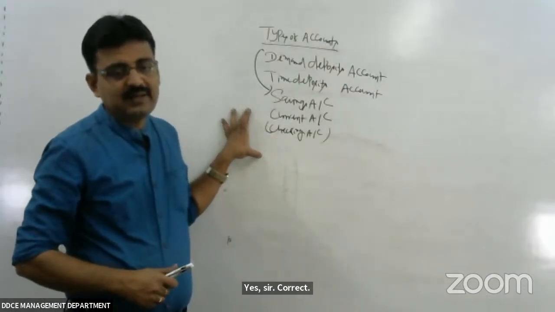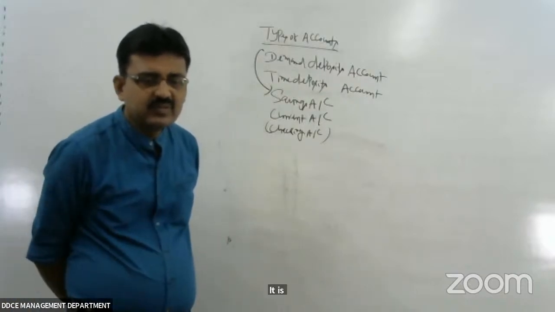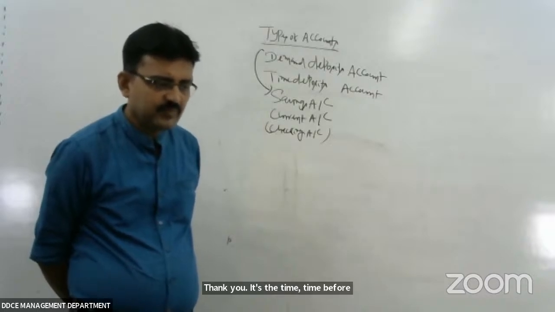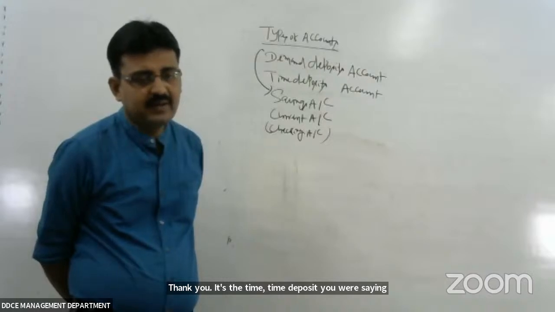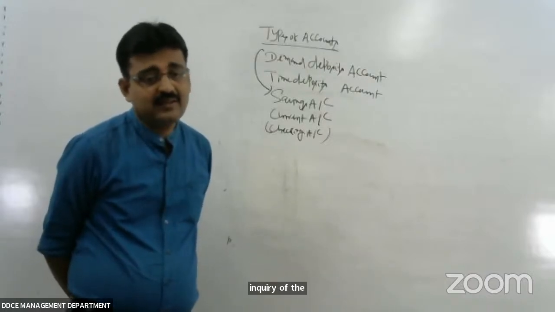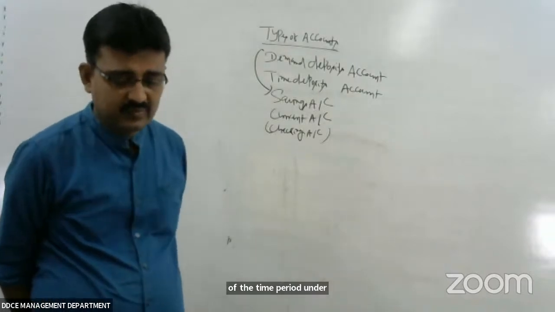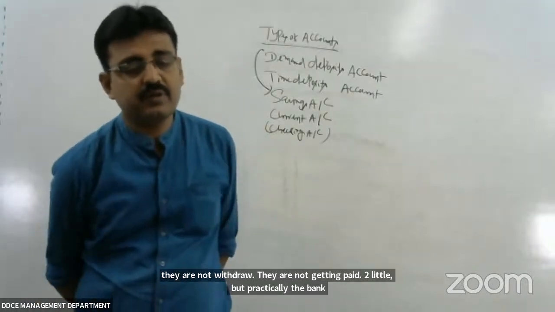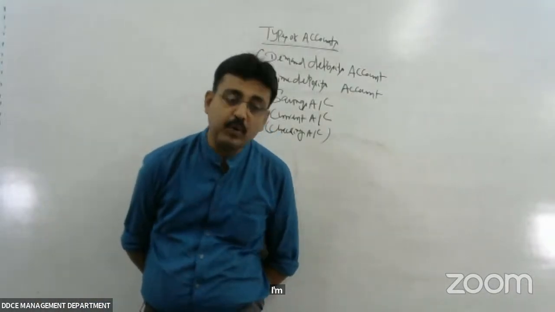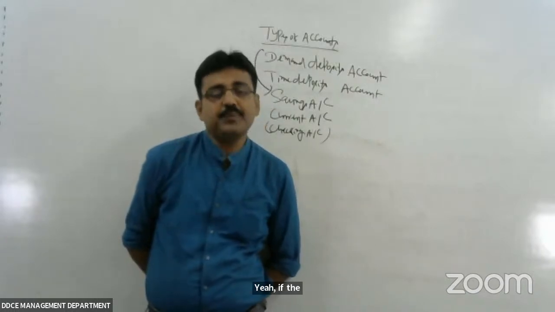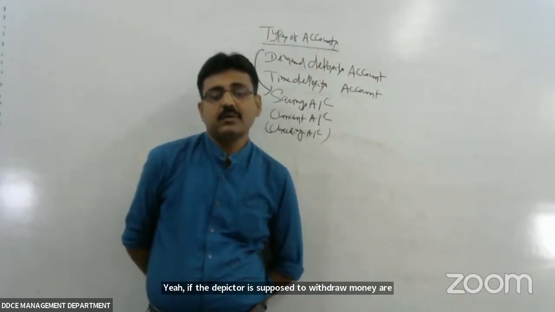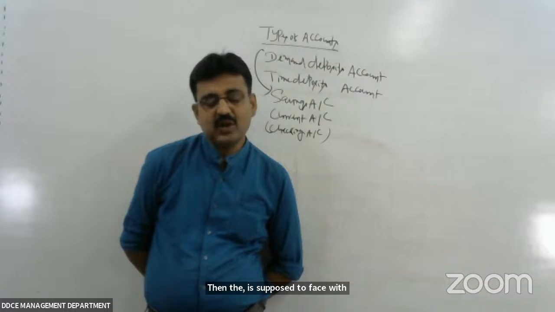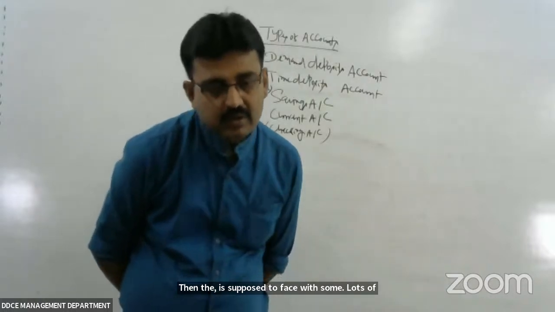Excuse me, sir. As for the time deposit, you are saying that before the expiry of the time period the depositor cannot withdraw or be repaid theoretically, but practically the bank allows it. And he loses interest also, sir? Yes, if the depositor withdraws money or is repaid before the expiry of the time period, then the depositor is supposed to face some loss of interest. Some interest income will be lost. Okay, sir. Thank you, sir. So that is called premature withdrawal, sir, right, sir?